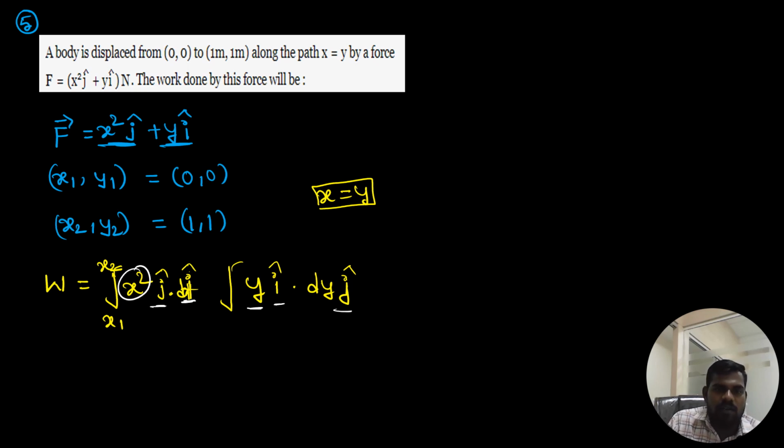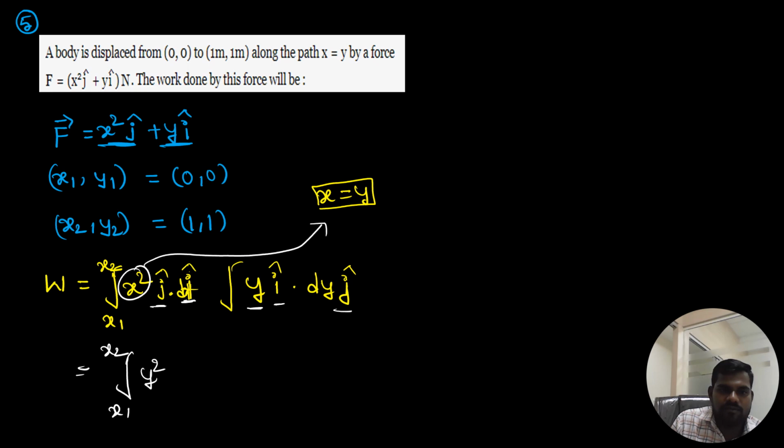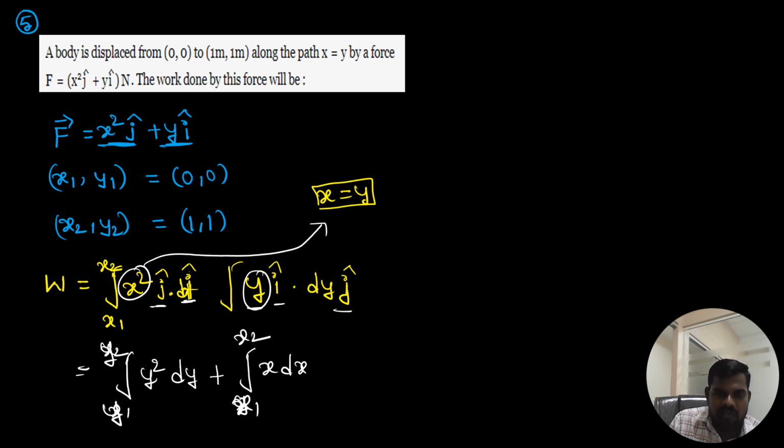This is not good. But what to do? We have to change it, because x is given, y means in the place of x square I will take y in this case. That's why integration from x1 to x2, in the place of x I will take y, so y square into dy, plus integration in the place of y I will take x, then x into dx. Limits are y1 and y2 for this, and x1 and x2 for this.